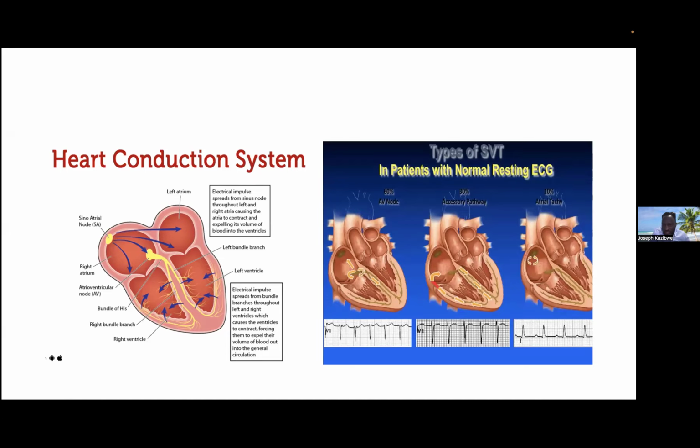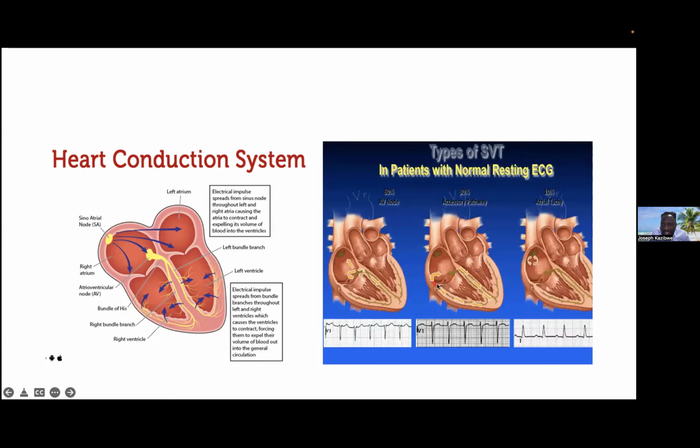And so in the normal population, when it comes to statistics, there can be a bit of variability depending on the population you're looking at. However, generally speaking, in normal populations, 60% of the SVTs we see, this is what I've put here, 60%, are AV node reentry tachycardias. The reentry circuit lies in the AV node. So that is about 60%.